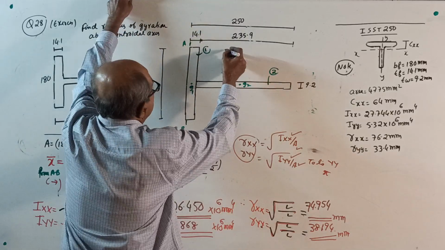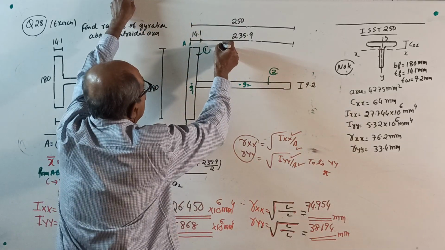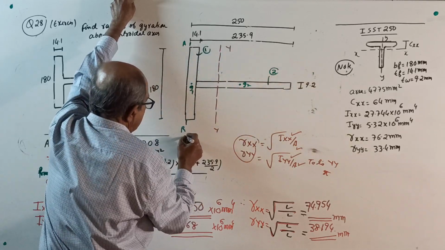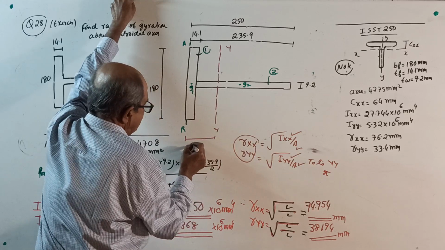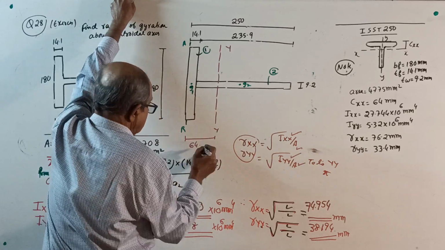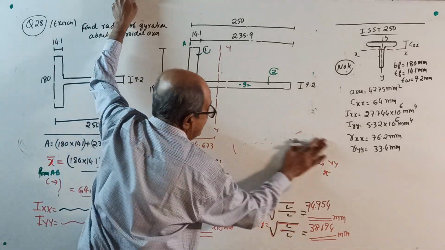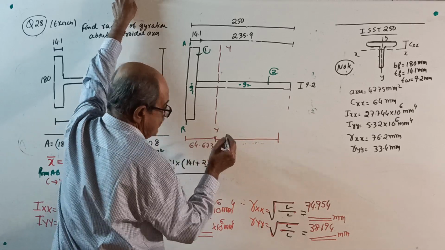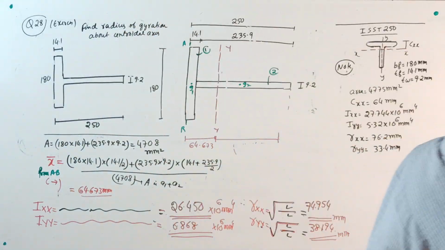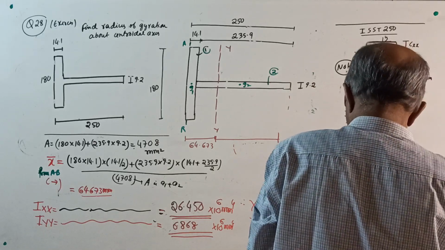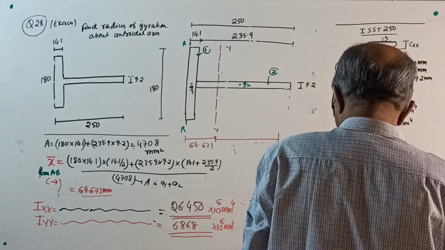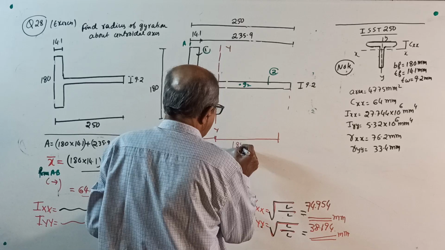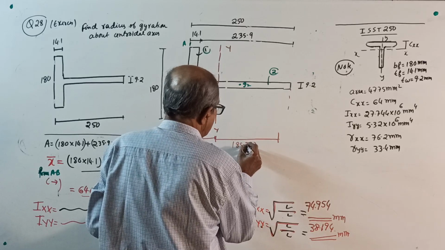Locate 64.673, somewhere here. Y axis here, this distance is 64.673 millimeter. Then from the other side calculate, you may require it. That is total 250; from 250 subtract 64.673, it is 185.327. Okay, write all this.